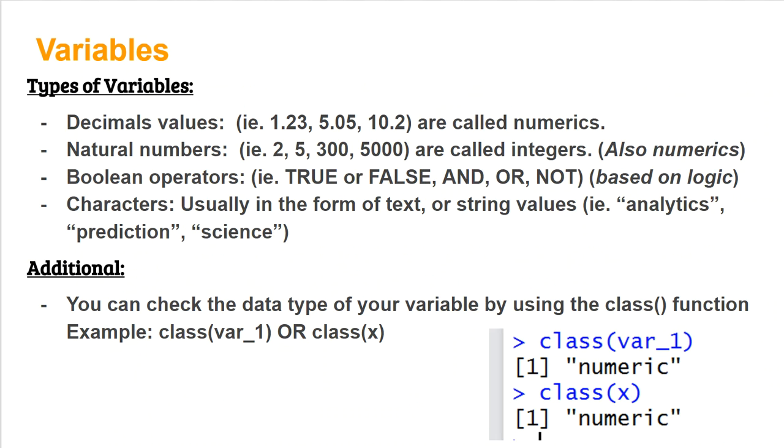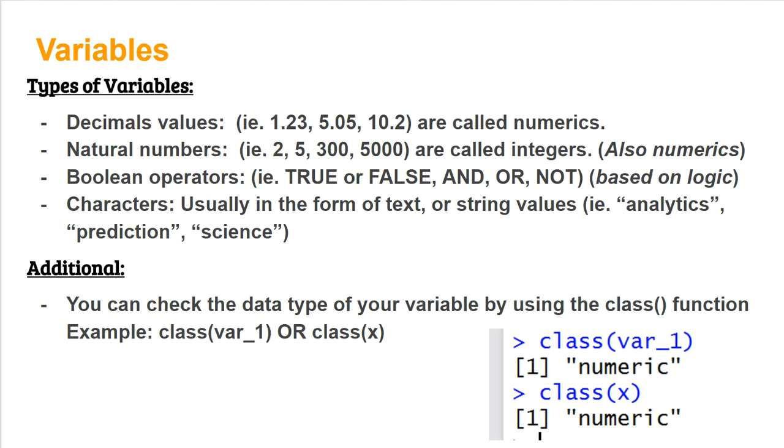It is also important to know the types of variables that you're dealing with. Decimal values are basically numbers with decimal points and are called numerics. Natural numbers are integers like 2, 5, 300, and 5,000. They are also numerics. Moreover, there are also Boolean values like true or false, and operators like and, or, not, which are based on logic. There are also characters, which are usually in the form of text or string values.